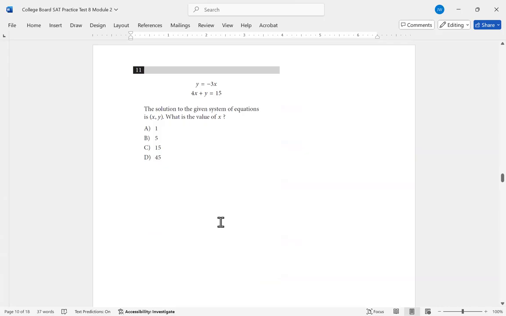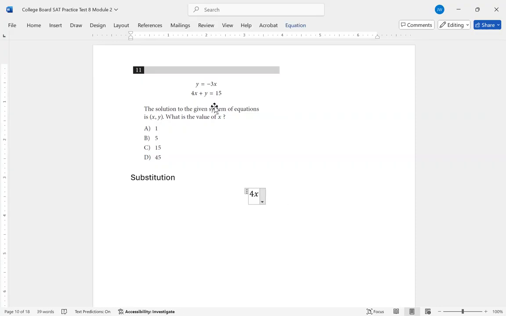Question 11. The solution to the given system of equations is x comma y. What is the value of x? So this is going to ask us to solve this system of equations, or at least solve down till we know what the value of x is. And what we're going to do here is use substitution. Since y is equal to negative 3x, we're going to replace the y value in the second equation with a negative 3x. So substitution in order to solve.